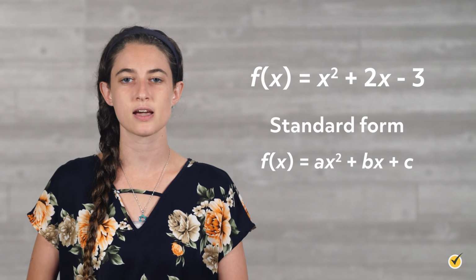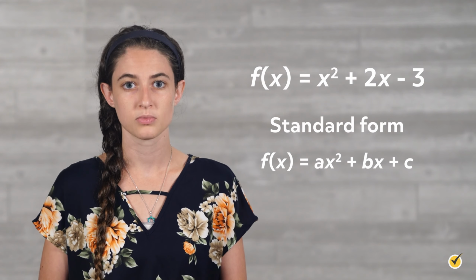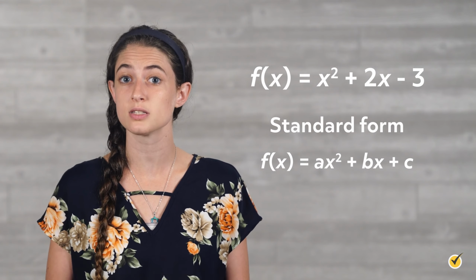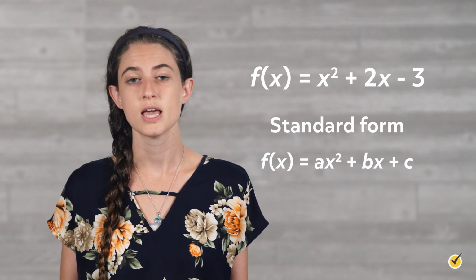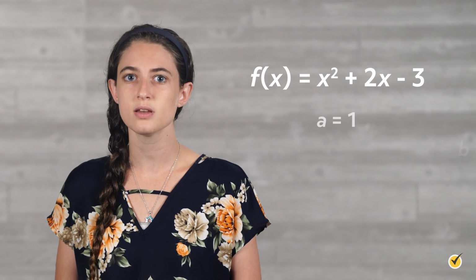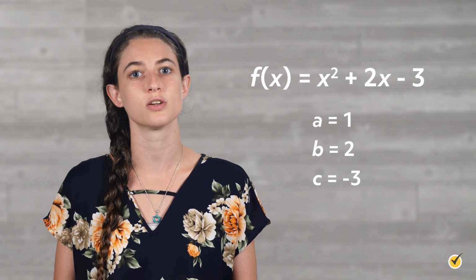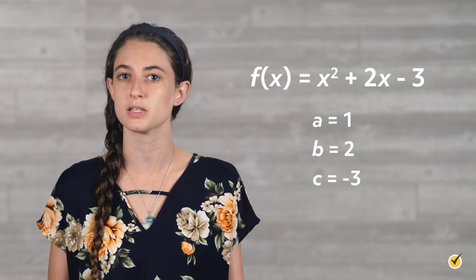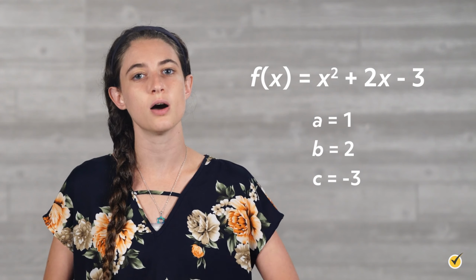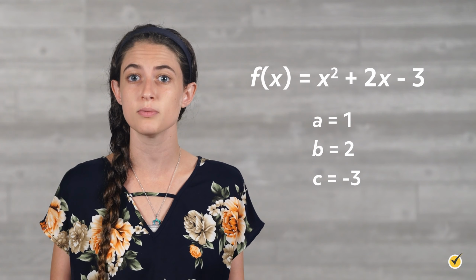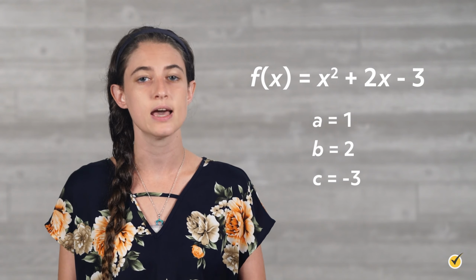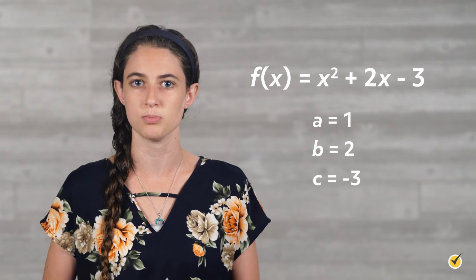F of x equals ax squared plus bx plus c. In this form, a, b, and c are constants, which means that they are numbers. In our example, a equals 1, b equals 2, and c equals negative 3. Notice that the coefficient of our x squared term is invisible because it's a 1. This is very common with quadratic functions, so we need to remember that whenever we can't see our a, it's because it's another one of those invisible ones.